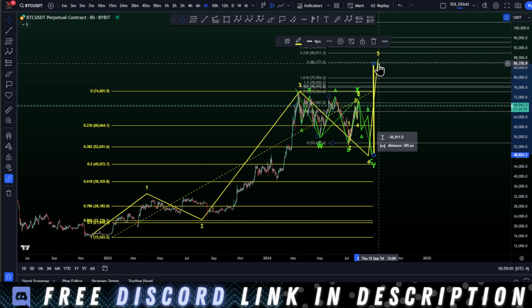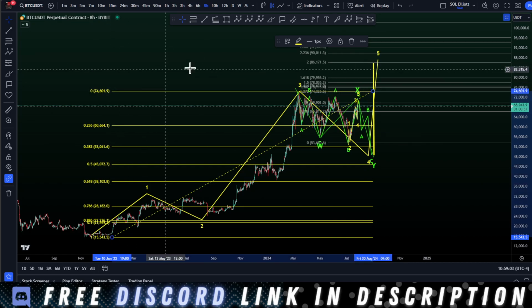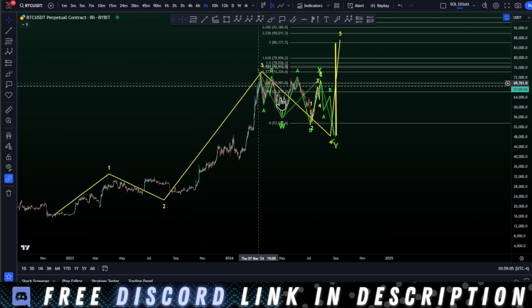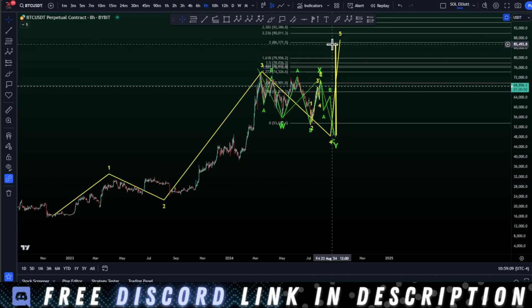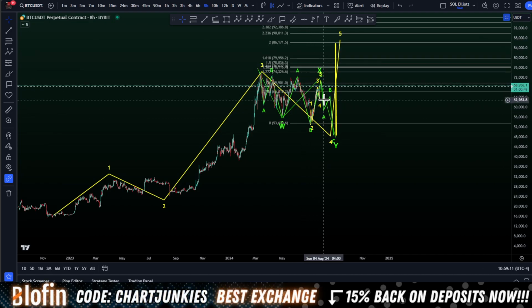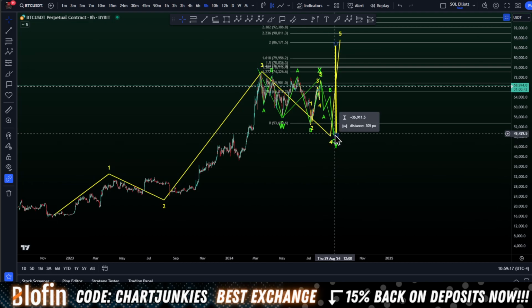That would get you to around 85k. So if we get a move like this, 85k would be my target. If we do get a rejection here like this, I will be looking to long this spot quite heavily. Down around 48, 50k.